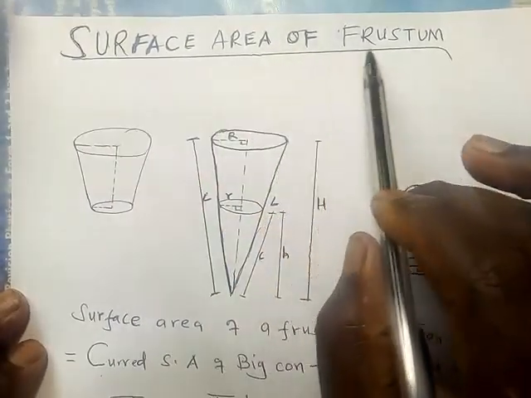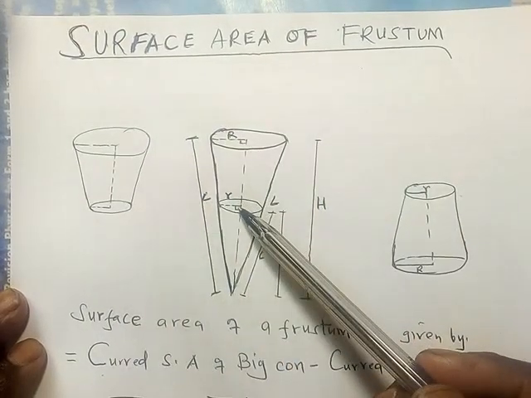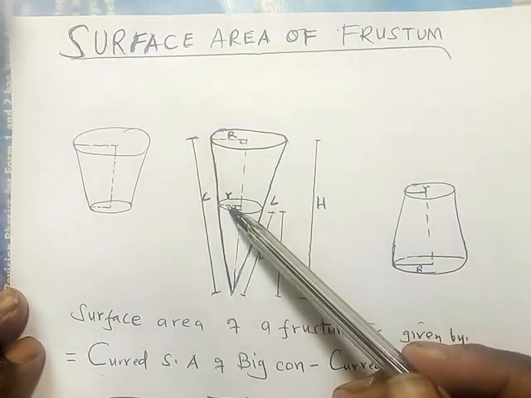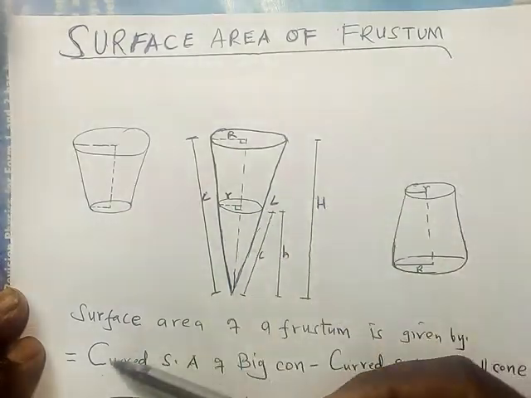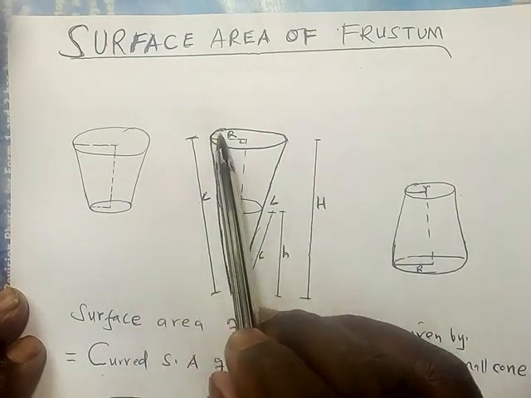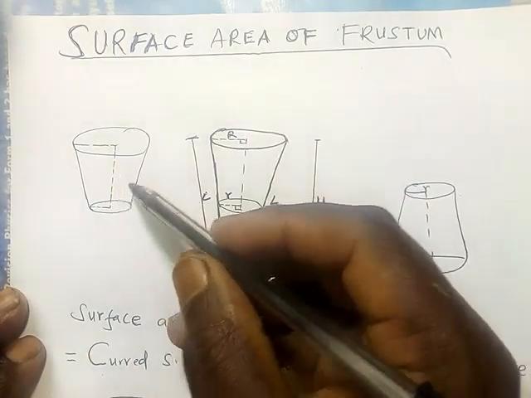Surface area of a frustum. A frustum is actually a cone which has been cut halfway or three-quarters, whichever way they cut it. So this is a cone. When a cone is cut, it forms a frustum.